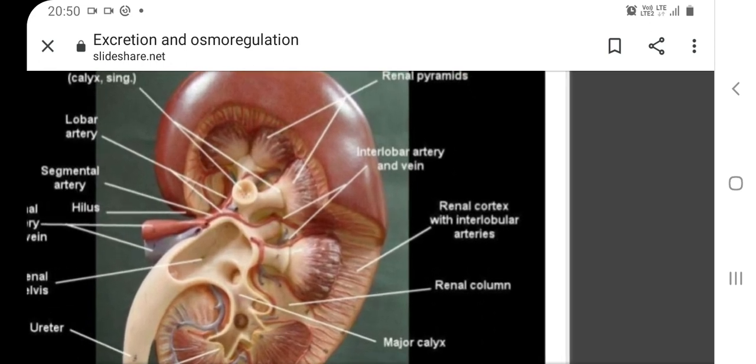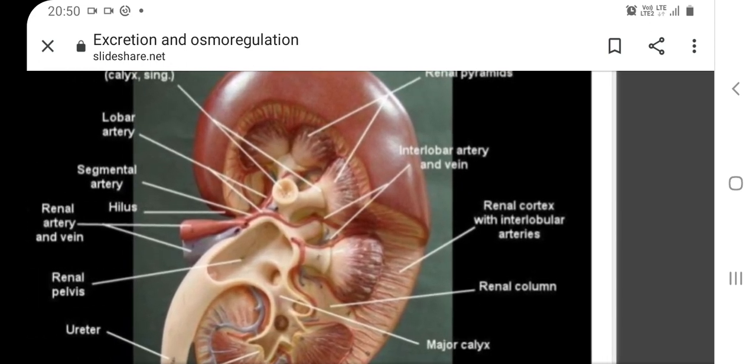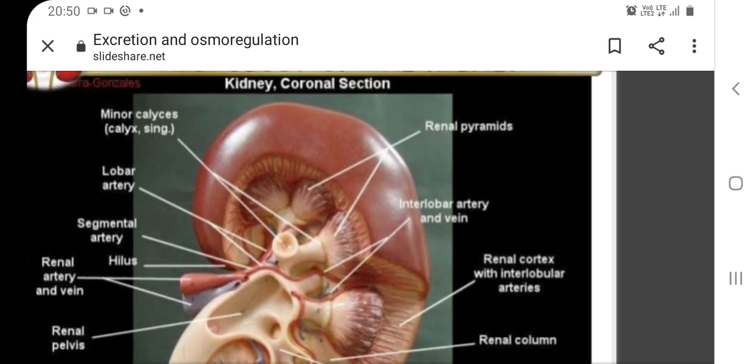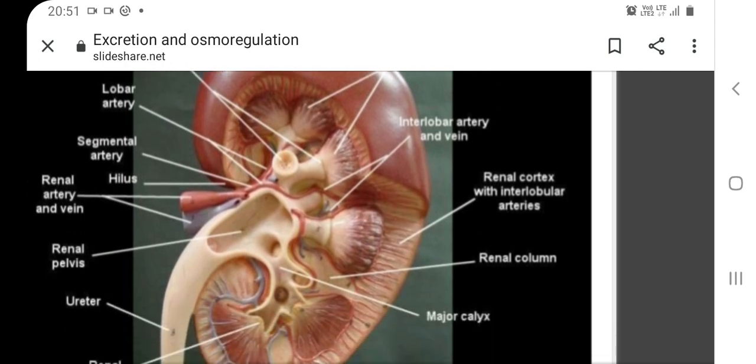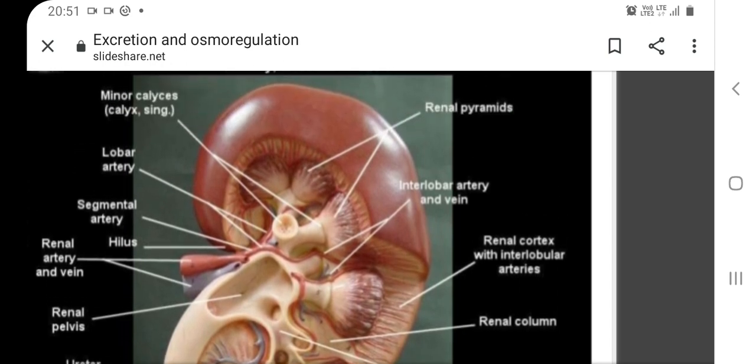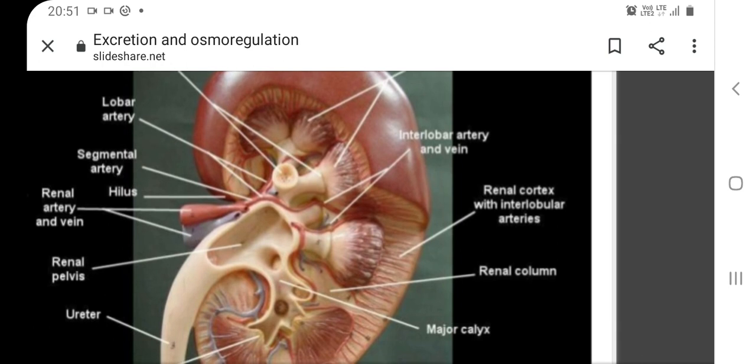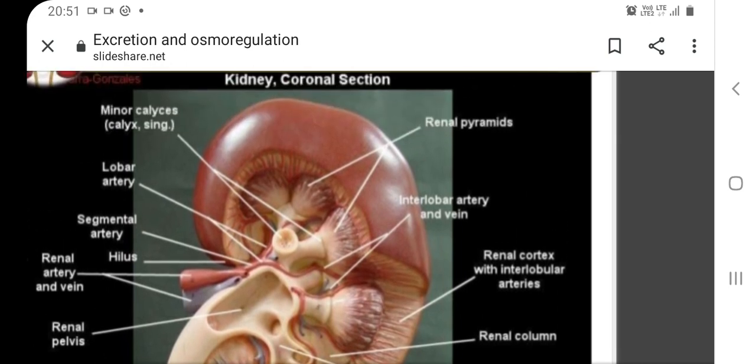You can see the cortex region, which is granular, the renal pyramids, the major calyx, the renal column, the minor calyx, into which the tip of pyramid known as the renal papillae fits. You can see the renal pelvis region.